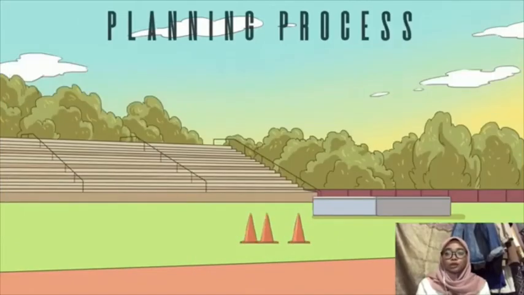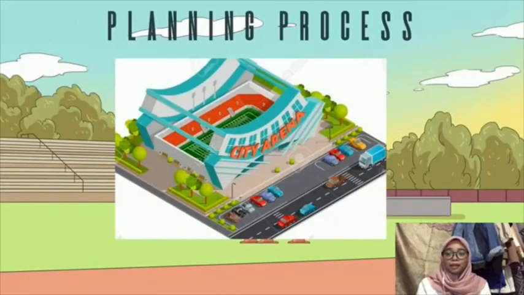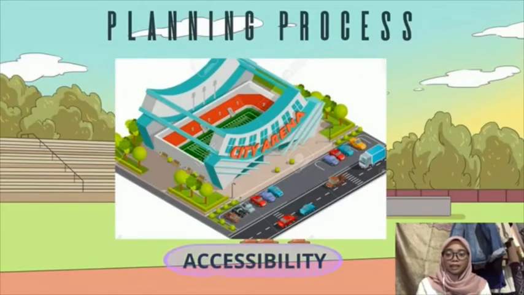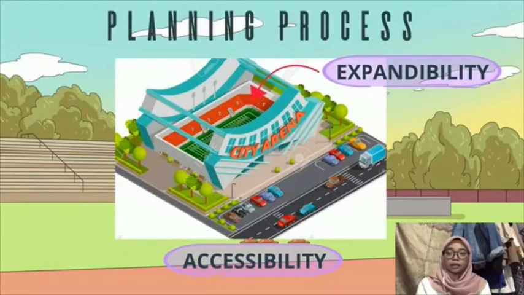The planning process should consist of accessibility, expandability, isolation, adaptation, and integration. For accessibility, our sport facility must be easily accessible to people, so that they can easily come to our sport facilities. And for expandability, our sport facilities are not for only one type of event, but can be used for many events, such as a football stadium, which is not only for football but can also be used for track and field events.